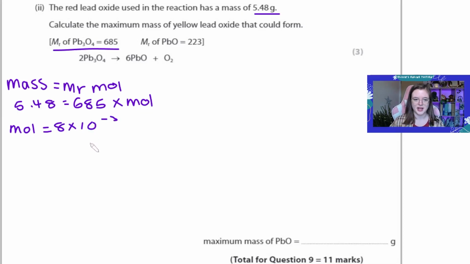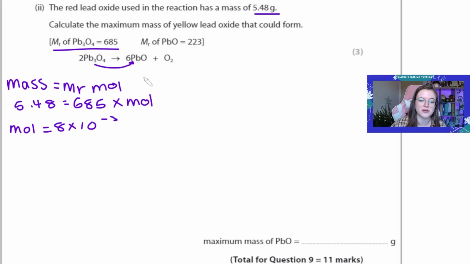Okie dokie. And then I'm going to reread it again because I didn't even pay attention to what I was reading, because it's always going to be the same. You're going to do this first. The maximum mass of yellow lead oxide that can form. Okay. That's how many moles of this that we have. Therefore, how many moles of this are we going to have using our molar ratio?